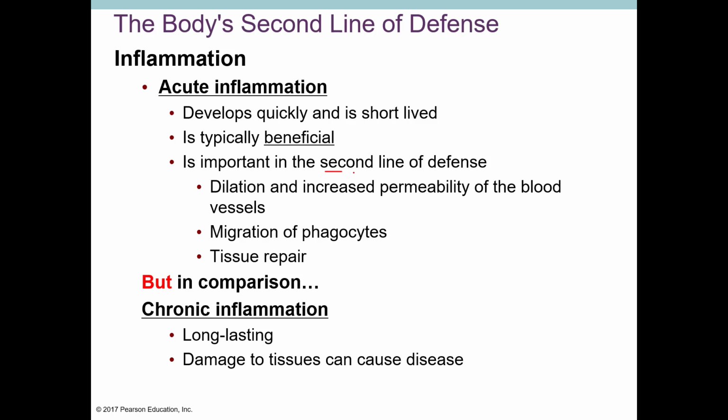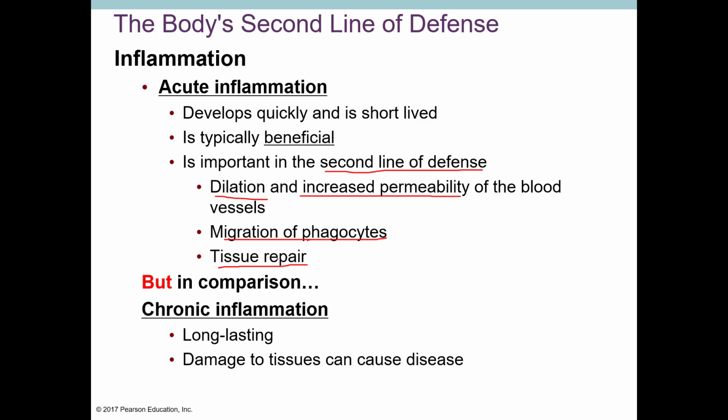It's important to the second line of defense because part of inflammation is the release of chemicals that make the blood vessels in that area dilate, and that creates gaps between the cells that make up the wall of the blood vessel, so they are more permeable. And if they're more permeable, that means liquid, and especially phagocytes, some of your white blood cells, can move out of the blood and into the tissue, diapedesis, along with other factors like clotting factors for tissue repair. So these are all good things.